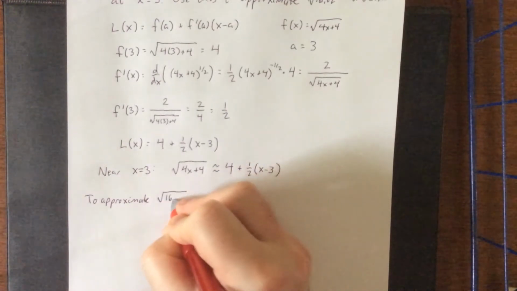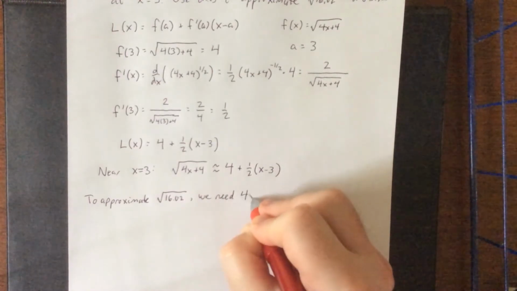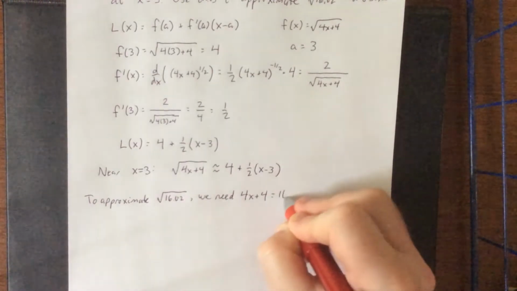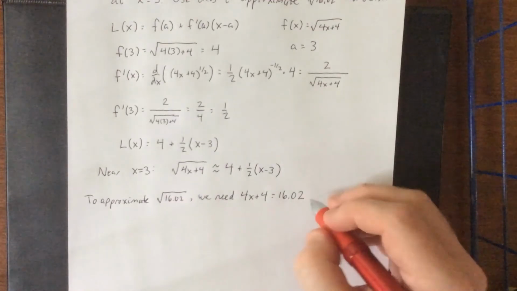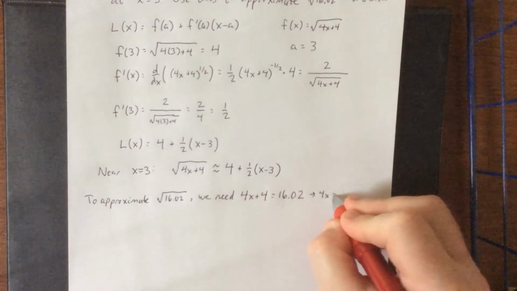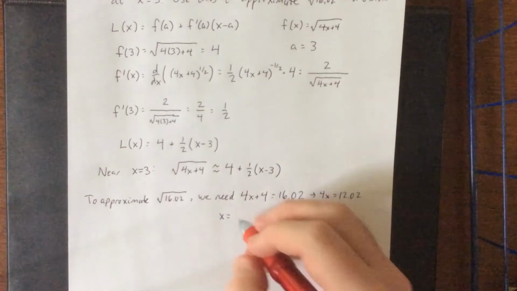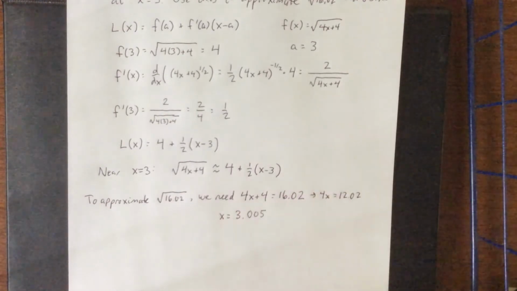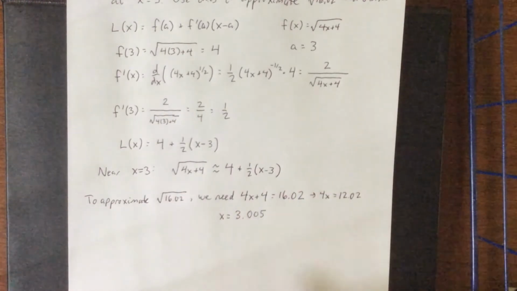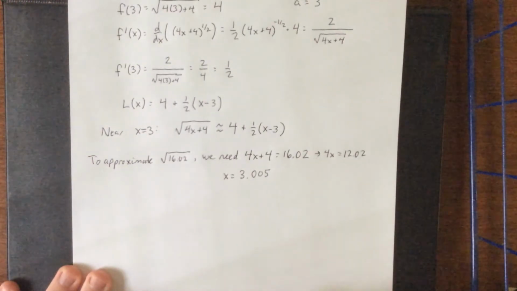So to approximate the square root of 16.02, we need that 4x plus 4 is equal to 16.02. Now, ideally, we should get a number that's relatively close to x equals 3. Subtracting 4 from both sides, we get 4x is equal to 12.02. And dividing both sides by 4, 12 divided by 4 will be 3. And 0.02 divided by 4 will be 0.005. I was looking at the 3 when I wrote down the 5. So let's go ahead and plug in x equals 3.005.